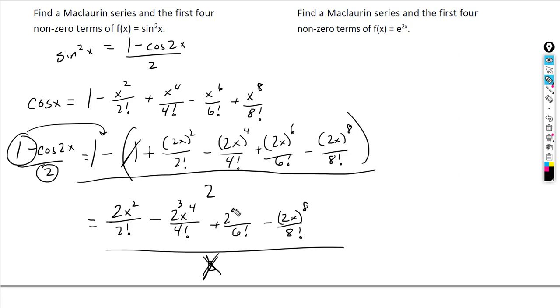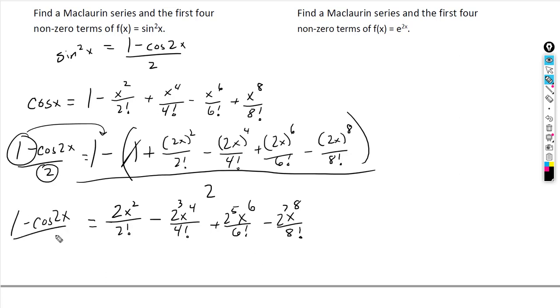This becomes 2 to the 5, x to the 6, and this becomes 2 to the 7, x to the 8. Hopefully you can see that. Okay, that makes sense in my book. Hopefully it makes sense in your book. So this is what 1 minus cosine of 2x over 2 is equal to. Okay, that's what it's equal to.